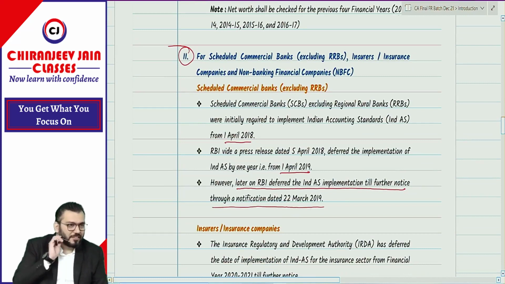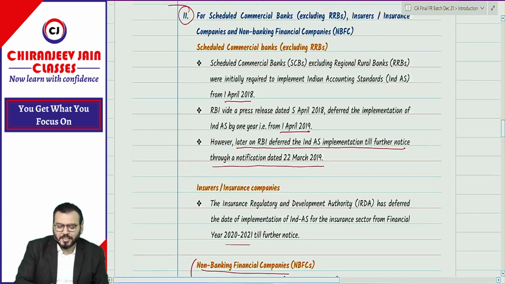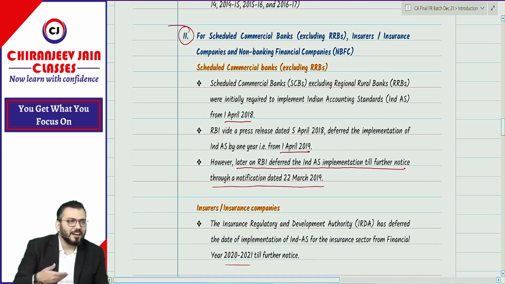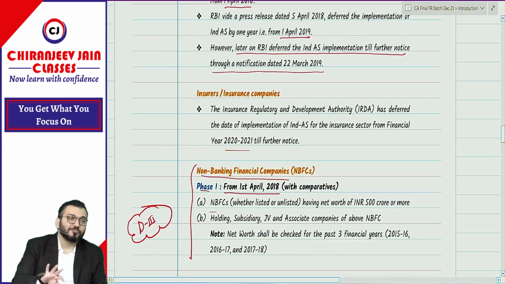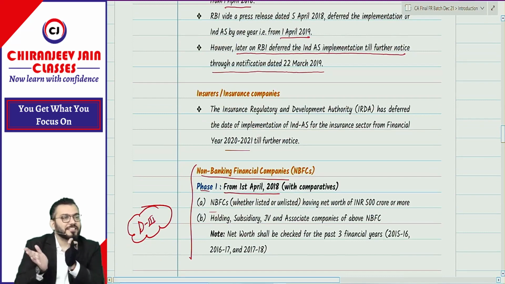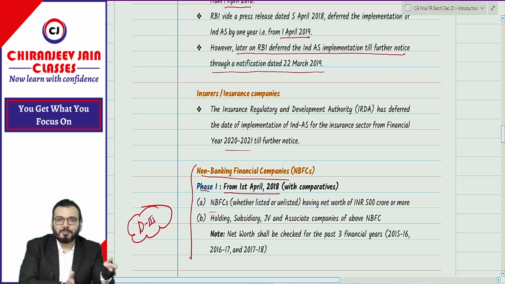Then application of Ind AS came for scheduled commercial banks, insurance companies and NBFCs. We have understood that till now for scheduled commercial banks, the application has been deferred. Initially it was from 1/4/2018, then deferred to 1/4/2019, and now deferred for the time being. Similarly for insurance companies, it is deferred. Means for insurance and banking companies, till Ind AS is applicable, we are applying the specific act. For banking companies we apply the Banking Regulation Act. For insurance companies we apply IRDA.